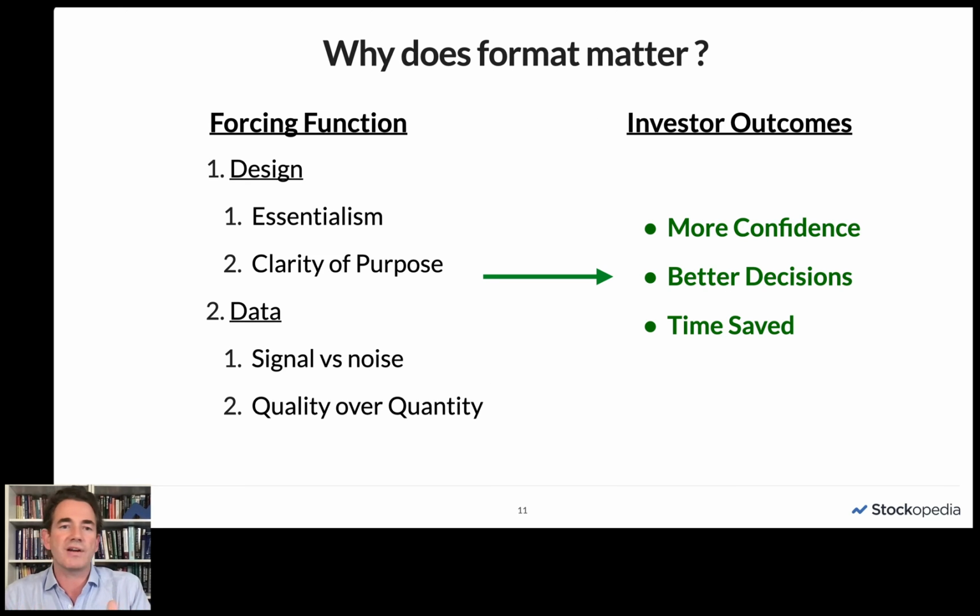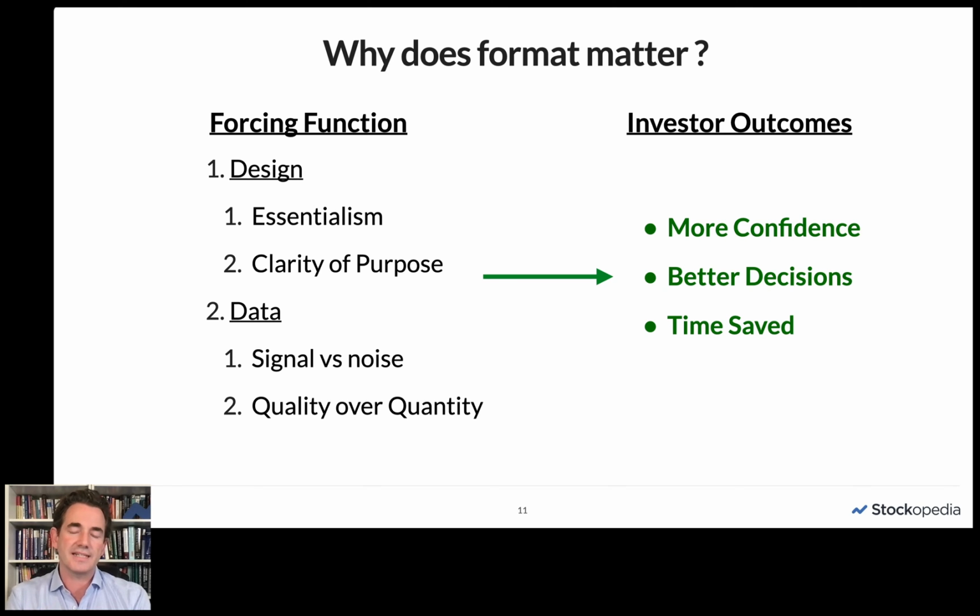And why does format really matter? Well, it's a forcing function. The wonderful thing about the one-page view is that the design forces essentialism and a kind of clarity of purpose. You have to throw some things out and really figure out what goes on the page. It also ensures a very high signal-to-noise ratio. When you're out there just hearing stories about stocks and scanning, trying to find the news, there's so much noise out there. But on one-page views, you get absolutely essential financial statistics, and there's real quality over quantity.